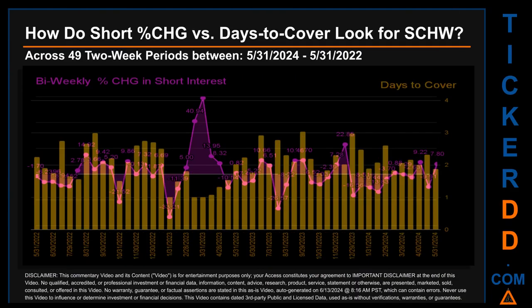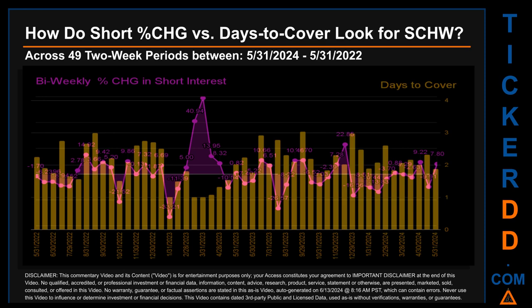Zooming out, I looked across 49 two-week snapshots, from latest found, May 31, 2024 to oldest found, May 31, 2022. In the graph, I overlaid bi-weekly percentage change in short interests against days to cover. Across these 49 two-week snapshots, the average percentage change of short interest was about 0.66%. Other interesting data points include: the largest percentage increase in short interest was 58.80%. It occurred once on March 31, 2023 settlement date.